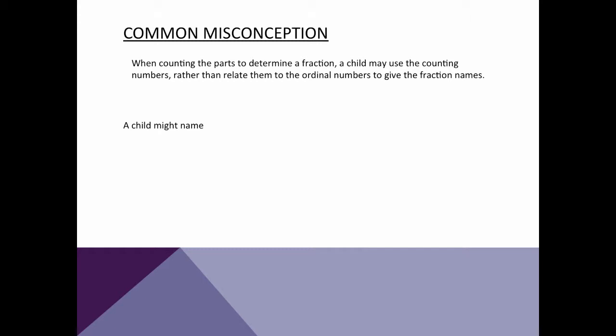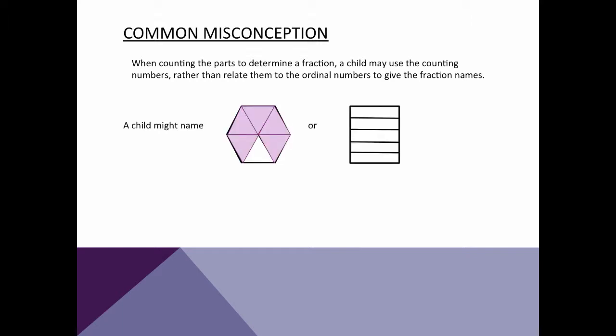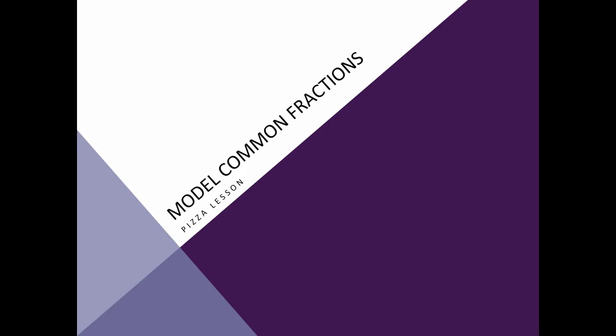Another misconception is, when counting the parts to determine a fraction, a child may use the counting numbers rather than relate them to the ordinal numbers to give them fraction names. A child might name this or this as 5/6 instead of 5/6. This is an activity to help demonstrate modelling common fractions.